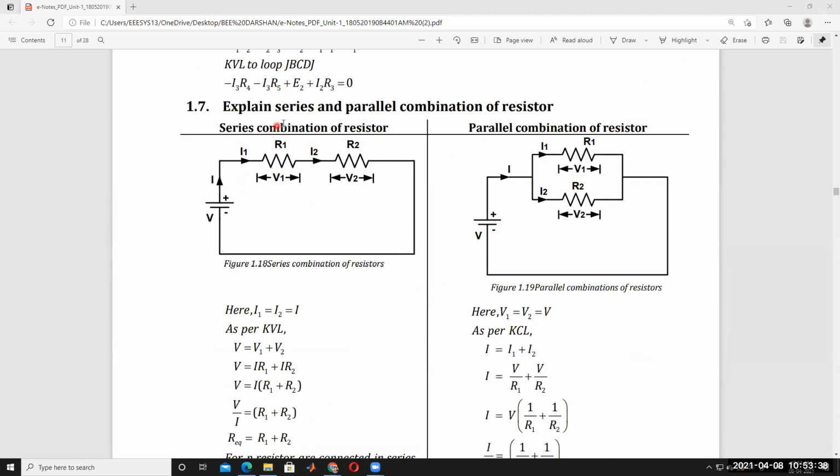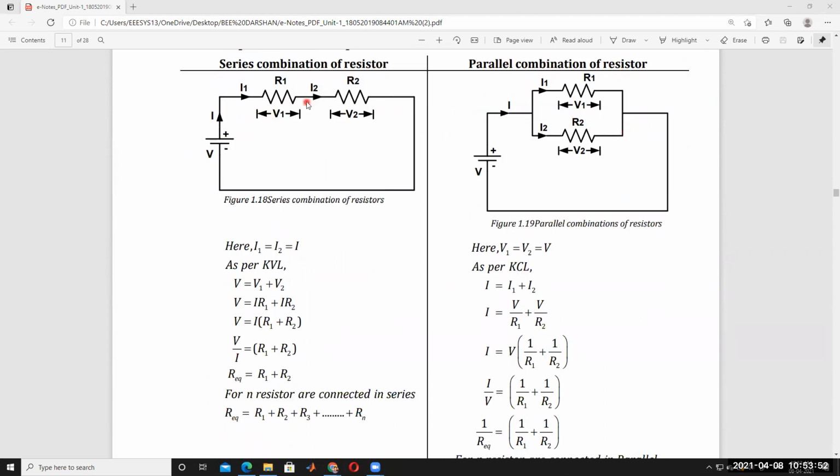Then coming to another concept, series and parallel combinations of resistors. If the two resistors R1 and R2 are connected in series, what is the equivalent resistance, what is the current, and what are the voltage drops? If the two resistors are connected in parallel, how is the voltage changing, how is the current changing? We have to discuss that.